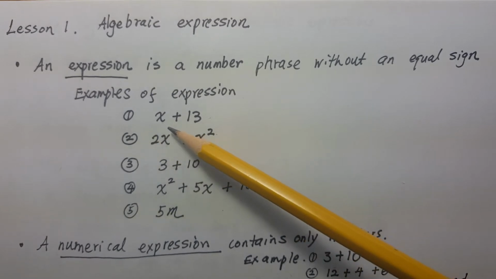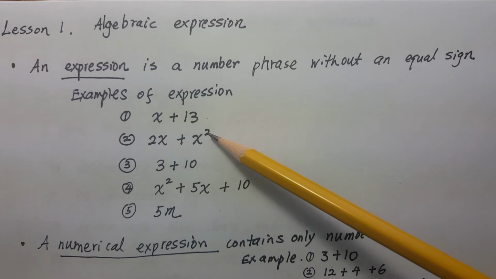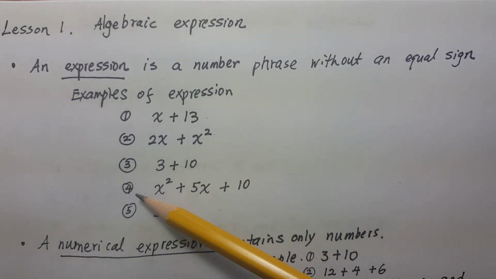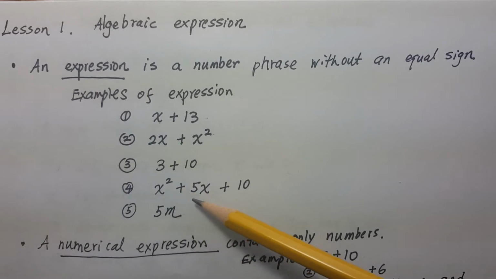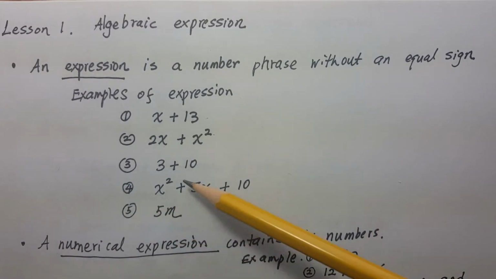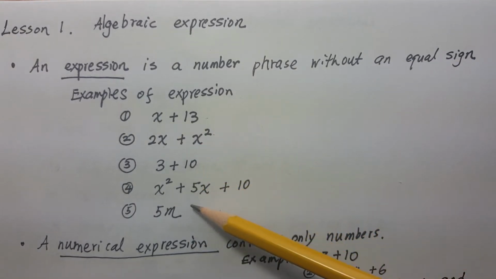Number 1, we got x plus 13. Number 2, 2x plus x squared. Number 3, 3 plus 10. Number 4, x squared plus 5x plus 10. And number 5, 5m. All these are expressions. They had no equal sign.